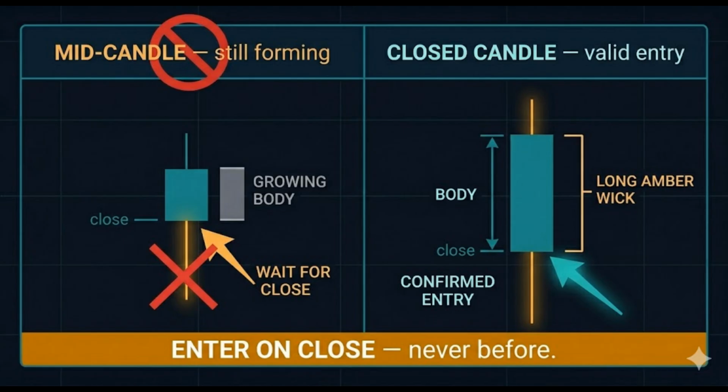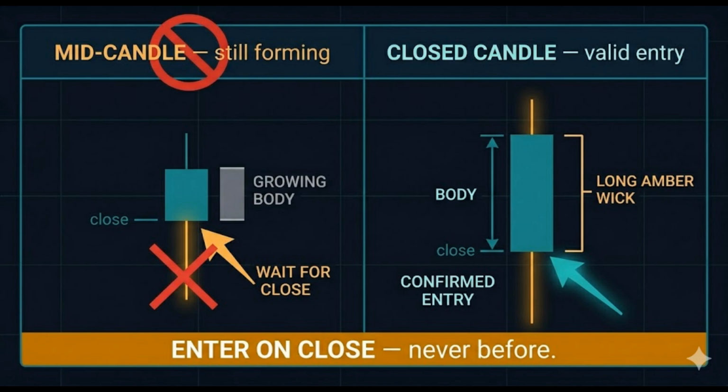The golden rule of PA confirmation, the one that overrides everything else. The candle must close before you enter. Not when you see the wick forming, not when the body looks promising, when the candle is closed. A mid-candle pattern can look like a pin bar at 14:45 and close as a doji by 15:00. A mid-candle engulfing can reverse before the close. The pattern does not exist until the candle is closed.